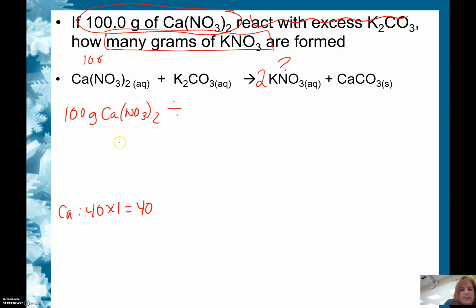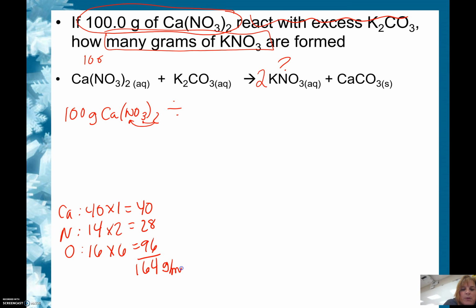The 2 goes to the parentheses inside. We have nitrogen, which is 14 on the periodic table. We have to distribute this 2, so the 2 goes to the nitrogen as well. So that's 28. And then for oxygen, we've got a lot because we've got 3 times 2 is 6. Oxygen on the periodic table is 16 times 6 is 96. So that means this is 164 grams per mole of calcium nitrate. So we're going to divide by 164. When we do that, we're going to get 0.61 moles of calcium nitrate.